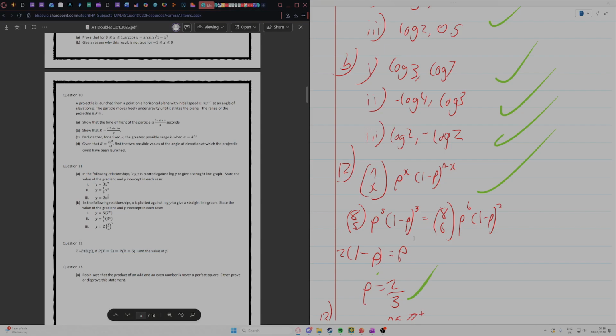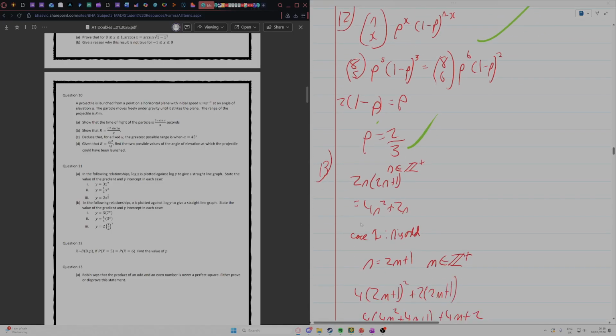This is really easy. If these two values equal each other, we just use the binomial formula, which is in the formula book, and then solve for p. Really not that difficult.